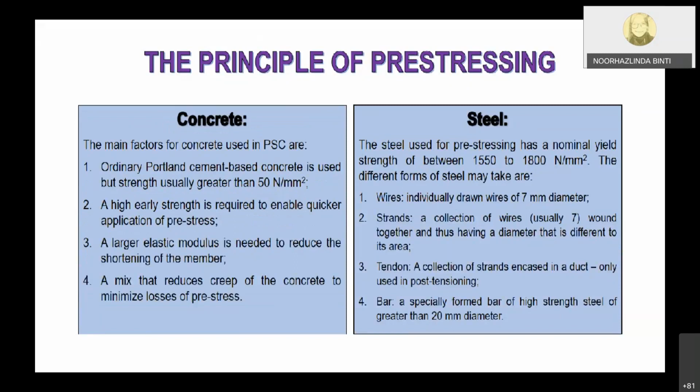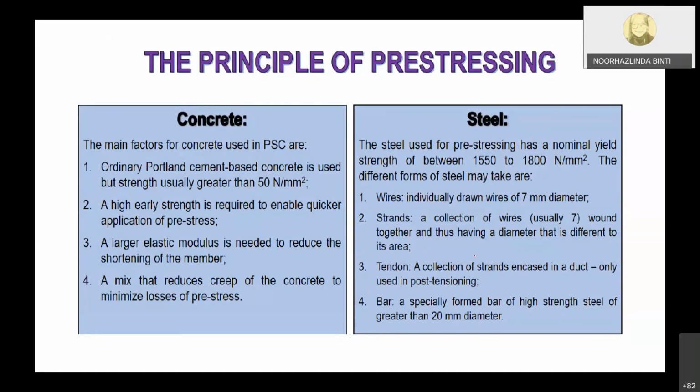Okay, next, what is this? What are the concrete and steel used for PSC in order to cast the PSC? The main factors for concrete used in PSC, we just use ordinary OPC. But the strength is usually more than 50 Newton per square millimeter. High early strength is required to enable quicker application of pre-stress. Larger elastic modulus is needed, and a mix that reduces creep of the concrete to minimize losses of the pre-stress. QC is very important to check this.